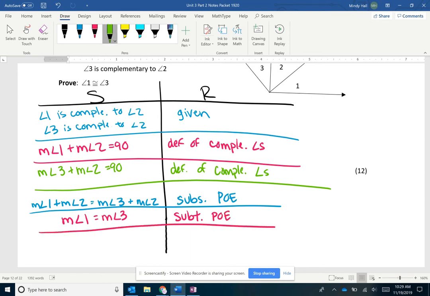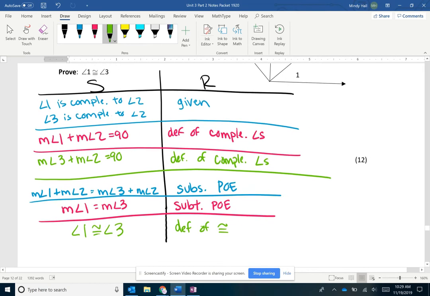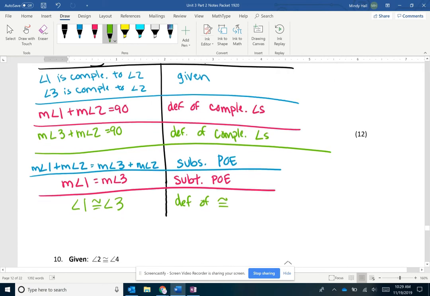And then because we're saying that 1 is congruent to 3, you have to make that explicit statement that angle 1 is congruent to angle 3 because of the definition of congruence. Okay? So, a lot of substitution with these if you haven't noticed yet.